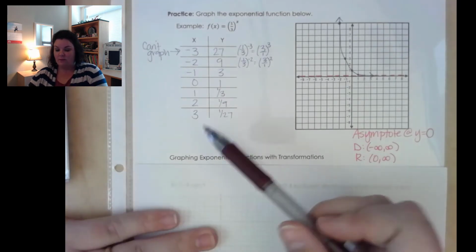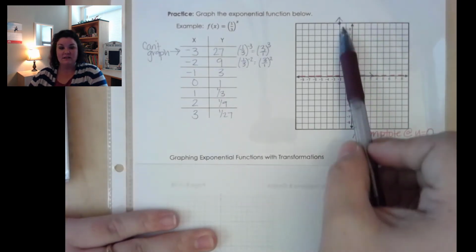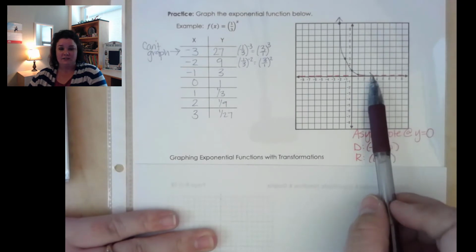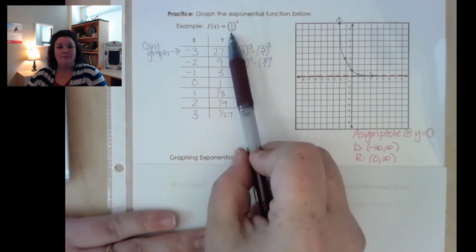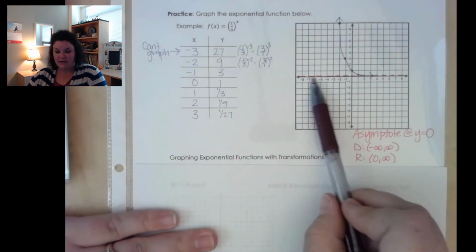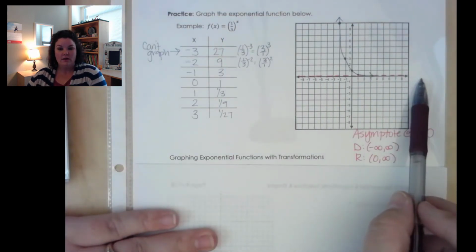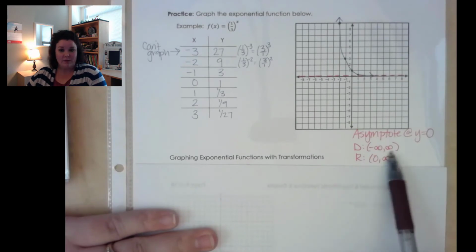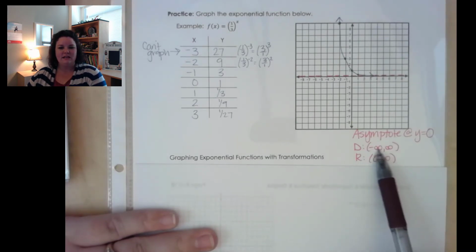Okay, so here when we plot these points, you can see this is a decreasing function. It should be exponential decay because our base is between 0 and 1. We still have an asymptote here at y equals 0, and our domain, as always, is going to be -infinity to infinity, and our range is from 0 to infinity.